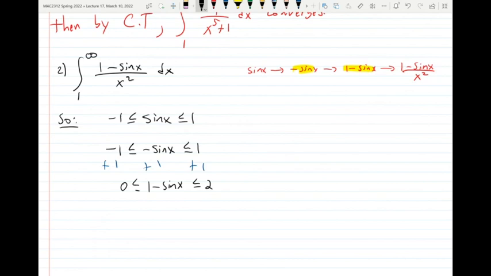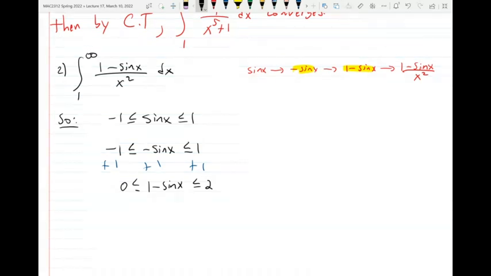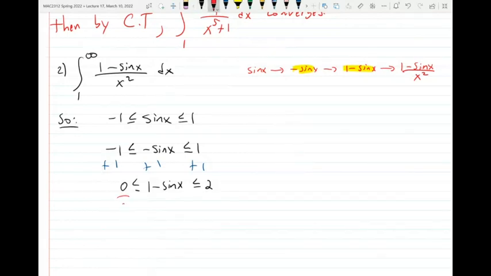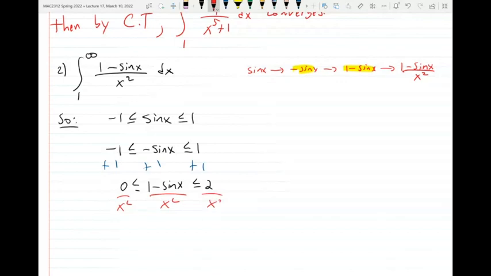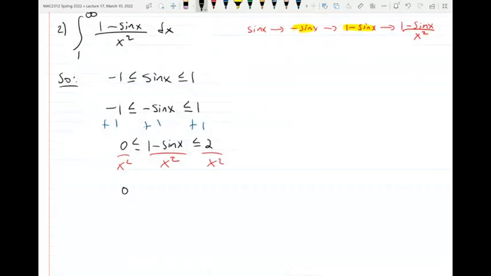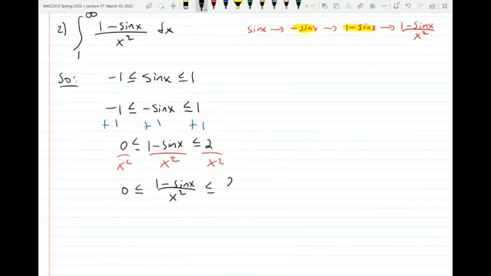And now finally, what do we need? X squared. So I just divide both sides by x squared. Now, because x squared is positive, you don't have to worry about flipping inequalities. If this was an x, you would have to be careful. It's also okay because x is bigger than 1. But remember, if you divide by something negative, your inequality is flipped. Okay? But x squared is positive, so that's not a concern. If I divide by x squared, I get that 0 is less than 1 minus sine of x over x squared, which is positive, and moreover, is less than or equal to 2 over x squared. Do you understand this? Okay?